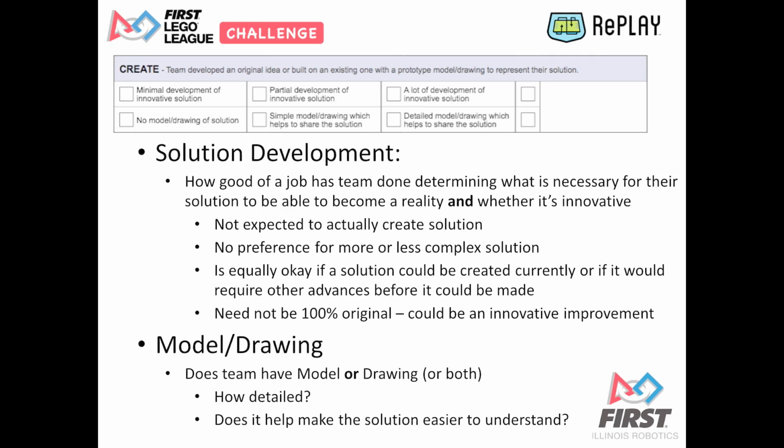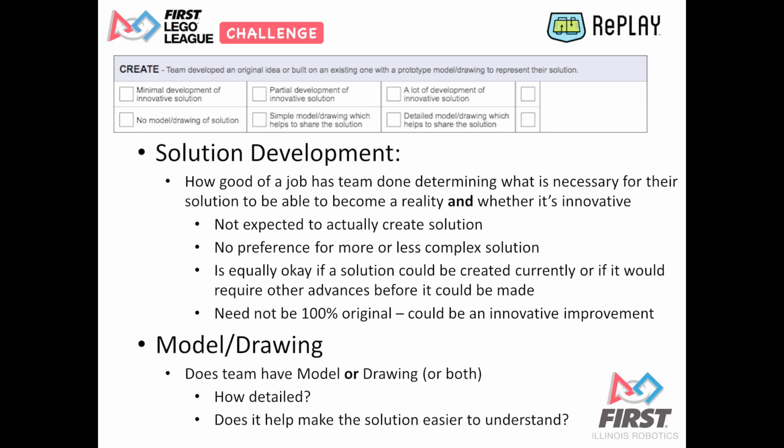Also remember, this section has two parts: the level of development as well as the innovative or original nature of the solution. And of course, remember that a solution that improves upon an existing idea in a new and useful way is just as innovative as a completely new idea that no one has ever heard or thought of before.